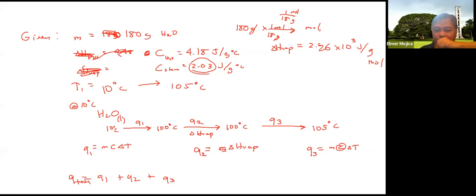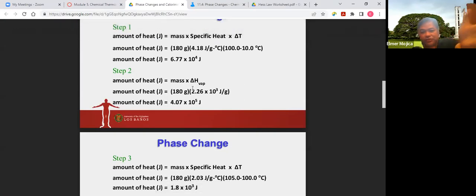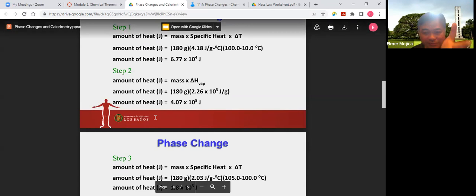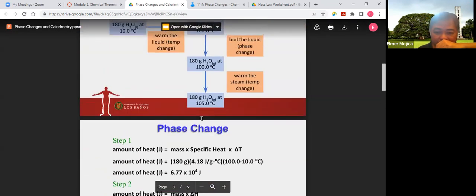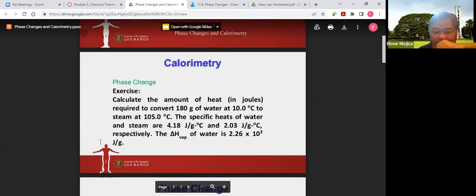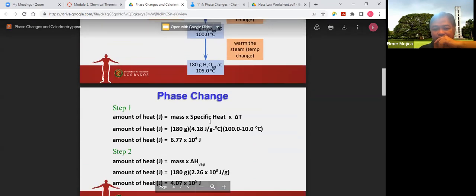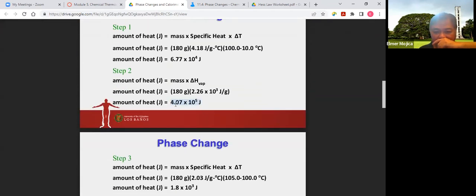Okay? So once you have that, nasa na yan? Balik-balik ulit, balik-balik. So I told you, depende kung ano dito. Sometimes yung delta H of vaporization is given usually in joules per moles. But in this problem, if you're going to look at it, it's given as joules per gram. Okay? So that's the corresponding mass when you convert your 180 gram from liquid to gas.